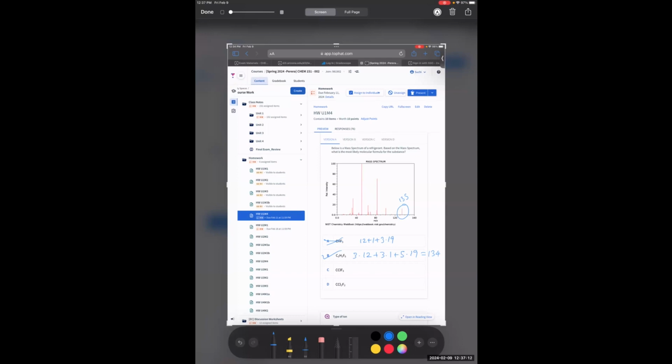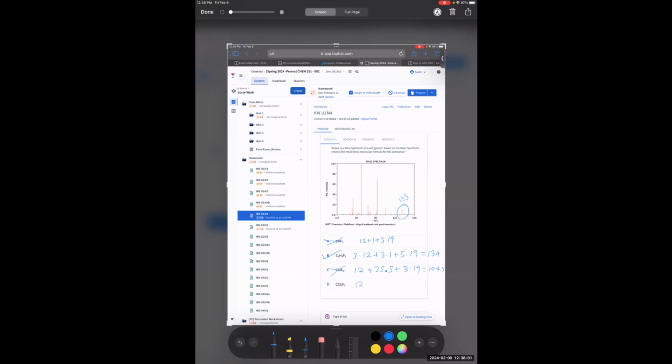Okay, and the next one, we have 1 carbon, that is 12, plus 1 chlorine, that is 35.5, and then 3 fluorines, which is 3 times 19. So this should be 57 plus 35.5, which is 92.5. 92.5 plus 12 is 104.5, which is not 135, therefore this is not it.